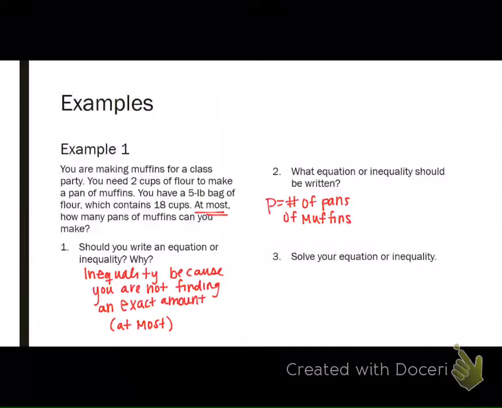What are we thinking? Colin? I think it's 2x. I'm going to use P, but yes, okay. 2p, sorry, 2p is less than or equal to, or no, wait, less than or equal to 18.